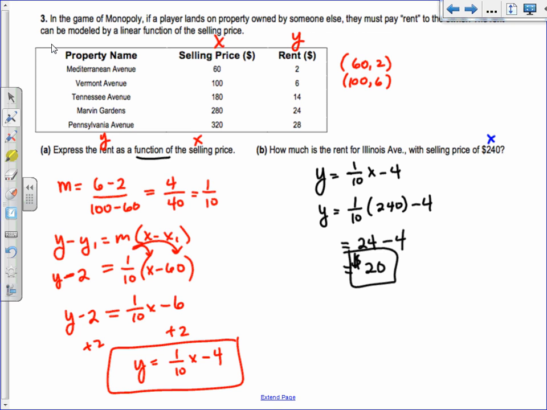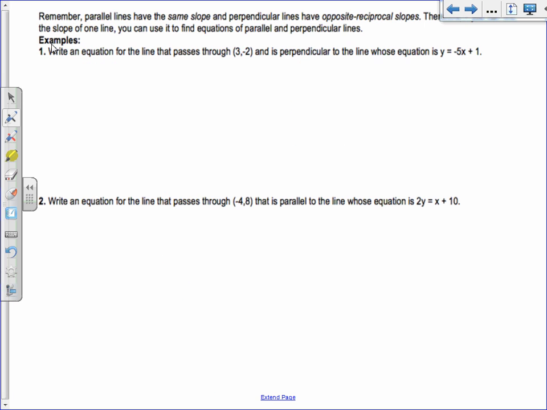So the next thing we're going to talk about is parallel and perpendicular. So I kind of gave you a preview last time of parallel and perpendicular. Remember, parallel lines have the same slope. Perpendicular lines have opposite reciprocals. So if my slope is 2/5, so 2 over 5, what's my perpendicular slope? Negative 5 over 2, right? Okay, what's my parallel slope? 2/5, right? Same.